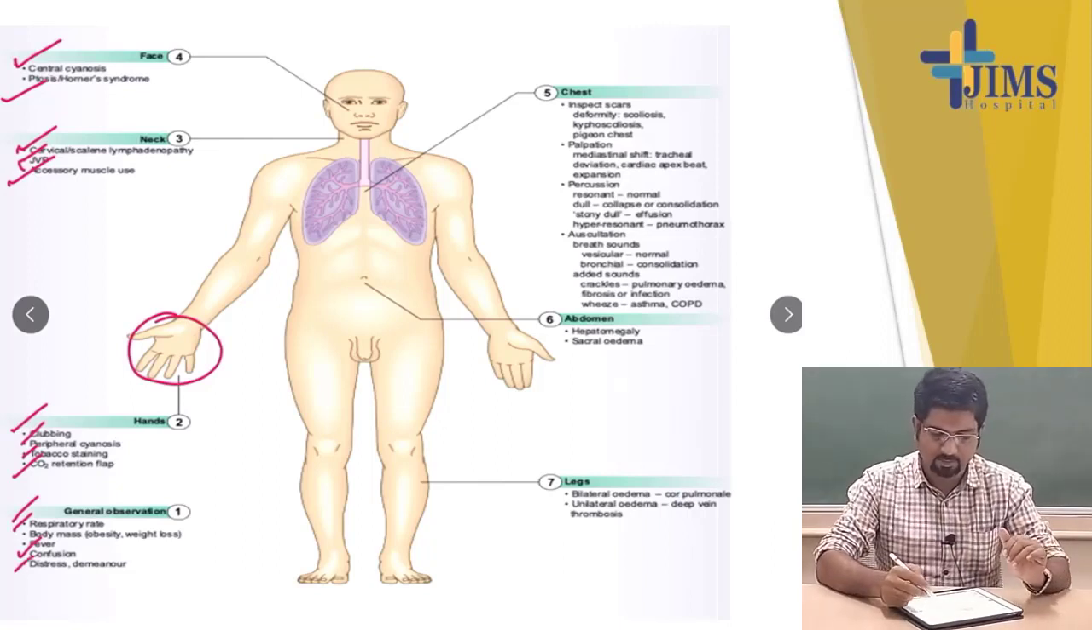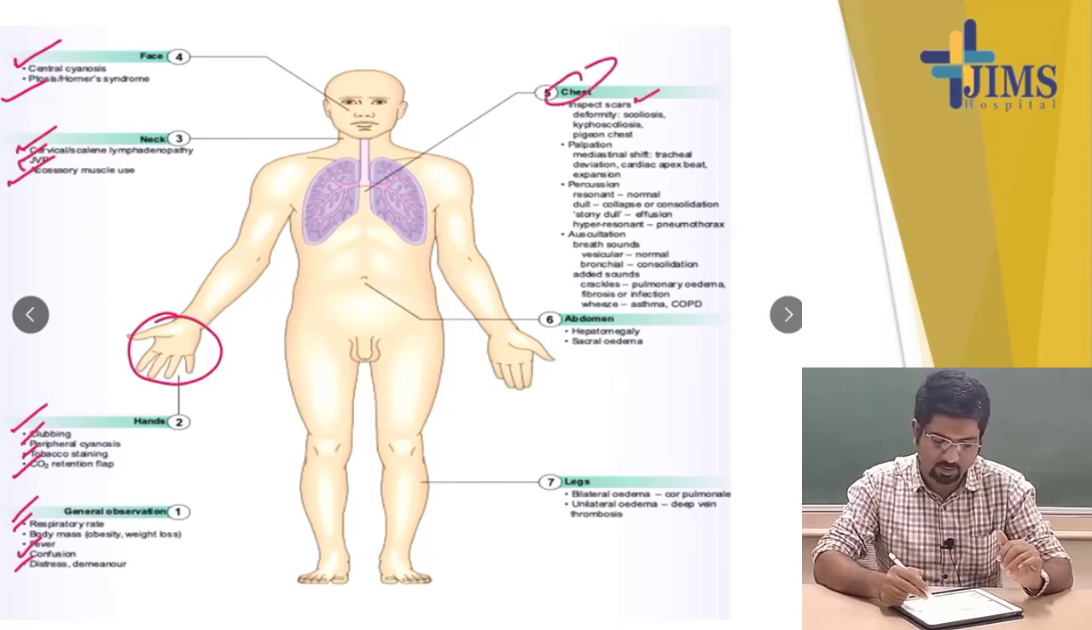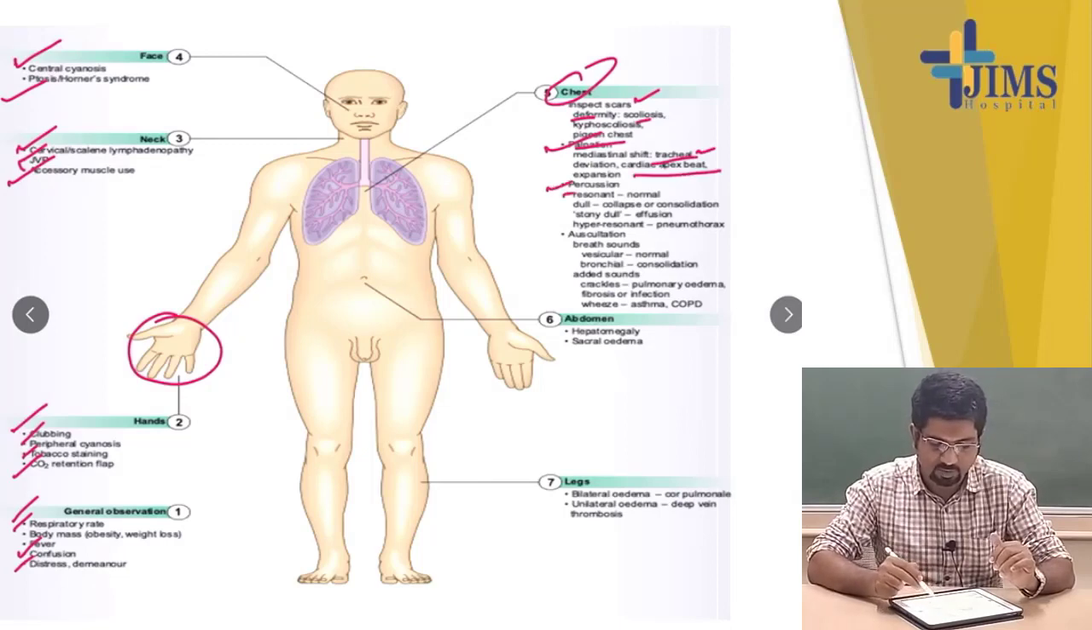And on chest examination proper, on inspection you should write whether any scar is there or not, any deformity, scoliosis or pigeon chest. On palpation, we see the tracheal position and also the apex beat. In percussion, the note may be resonant, dull or stony dull. And in auscultation, we note the breath sound, whether it is vesicular or bronchial, and whether air sounds are present or not.